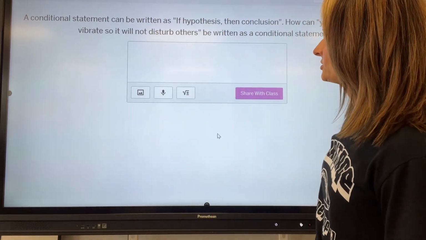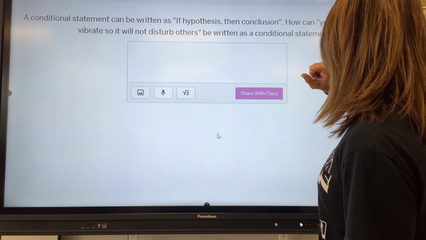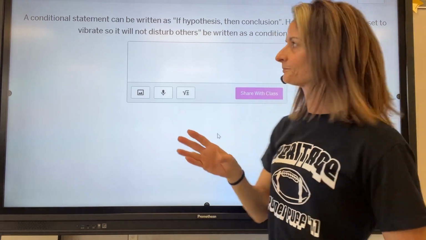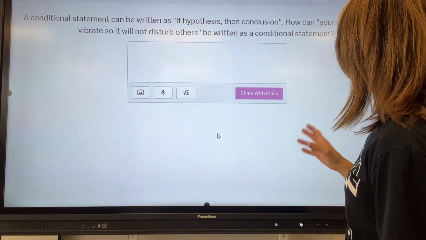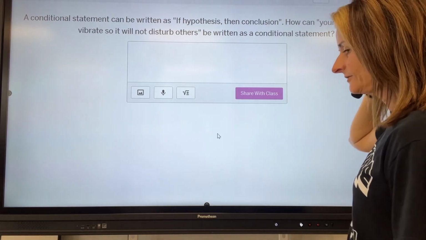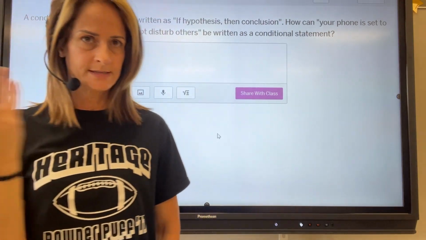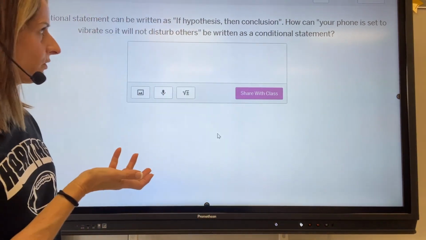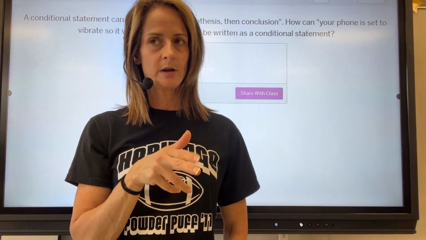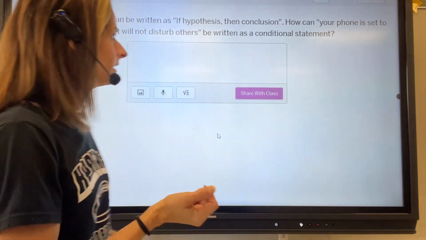So here we have a conditional statement that can be written. How can this statement be written in a conditional form? Your phone is set to vibrate so it will not disturb others. You have to be careful when you write a conditional statement about what comes first and what comes second. What comes first? Is your phone being set to vibrate or is it disturbing others? Which one's going to be the hypothesis and which one's going to be the conclusion?